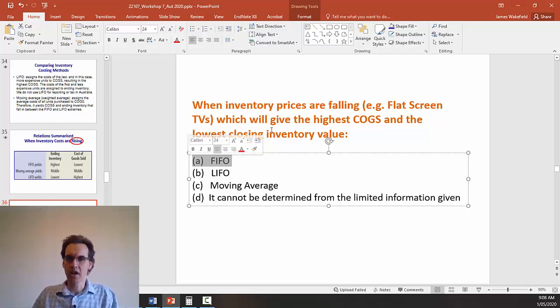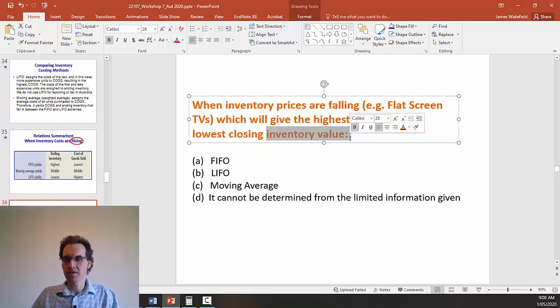It also gives you the lowest closing value of inventory, because the ones that came in last, we assume we still have on hand in the first in, first out assumption. And so accordingly, you get the lowest value of inventory in the balance sheet.